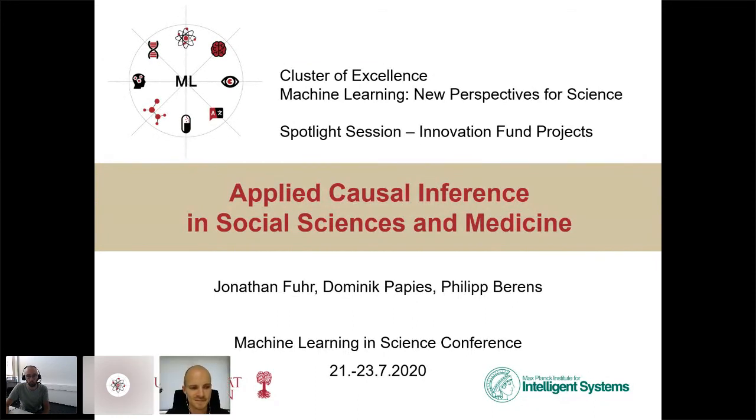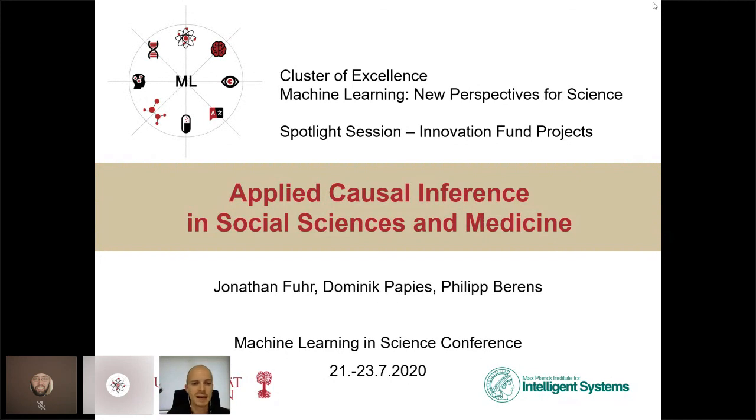Okay, here's Jonathan. Jonathan is a PhD student who started recently in Dominic Papi's group, collaborating with me on causal inference in social science and medicine. Thank you for the introduction. As Philip already said, my name is Jonathan Fuhr, and I've just recently started my PhD under the supervision of Dominic Papis and Philip Behrens. And we are grateful for the funding from the Cluster of Excellence. The title of our project is Applied Causal Inference in Social Sciences and Medicine.